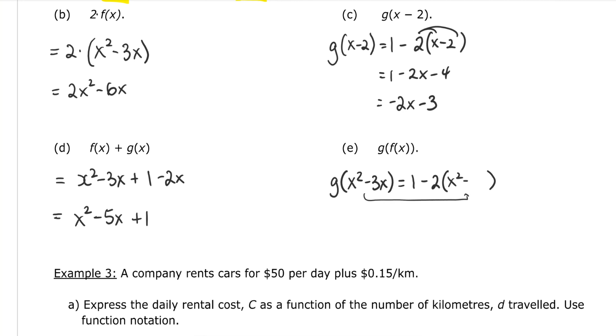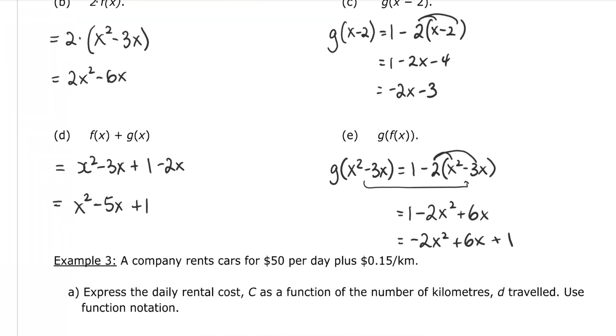x squared minus 3x. And then I expand. So 1 minus 2x squared, and then plus 6x. And if I just rearrange the order, I'll have minus 2x squared plus 6x plus 1. And I like to write things in order with the highest degree terms first, highest to lowest.